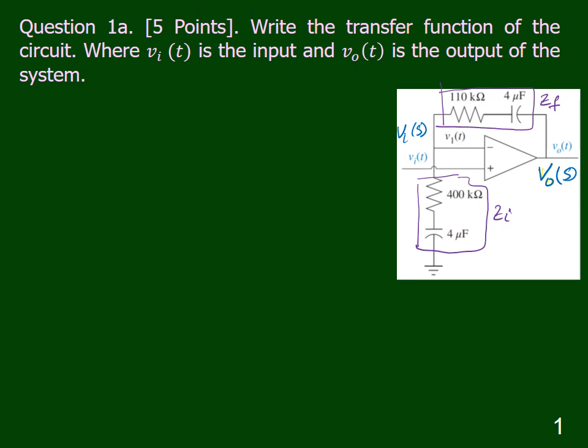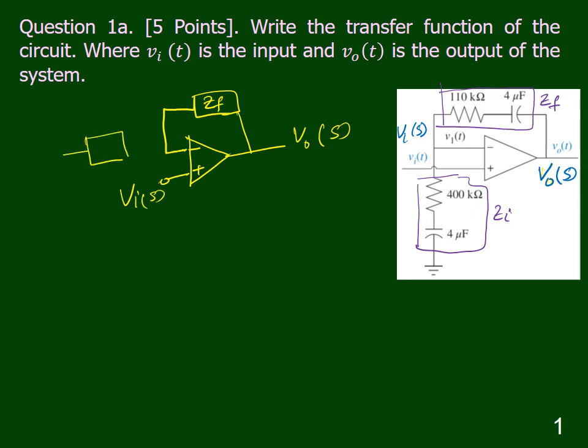Resketching the circuit will make things more visible. So this is the operational amplifier, and the feedback impedance is ZF. The output voltage is Vout(s). The input voltage is Vi(s), and the input impedance is Zi, and here it is ground.